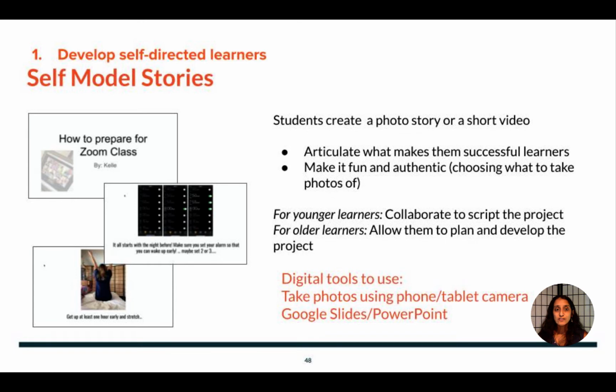Another strategy for developing self-directed learners is allowing students to make their own self-model stories. These can be photo stories, which are just photos and text, or they can be videos if the students want to make a self-model video. The key to these is having students articulate something about their own learning. It can be something small, like what makes them a successful learner. It should be fun and authentic.